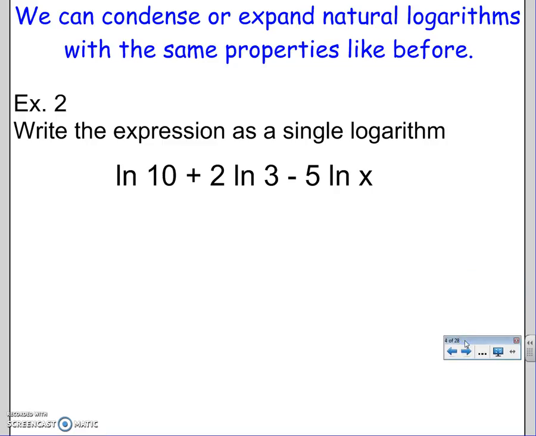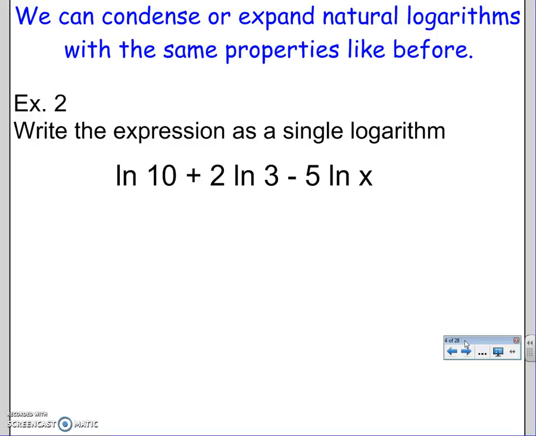We can also condense or expand natural logs with the same properties as before. Mainly, you can bring exponents down or up if you're taking a logarithm or natural log. If you're adding same log bases, that's really multiplying. And if you're subtracting same log bases, that's really division.